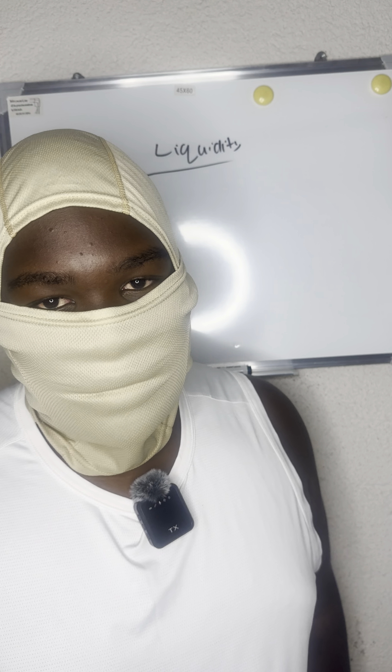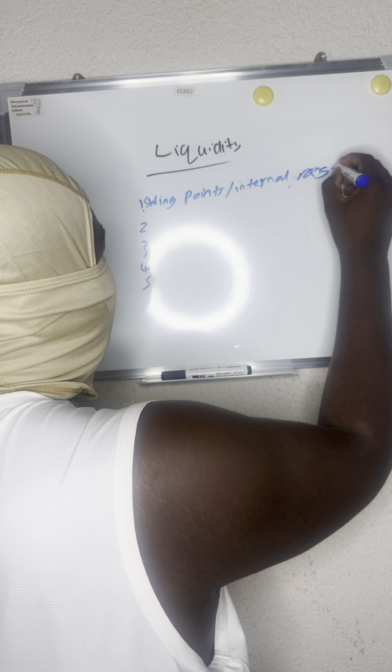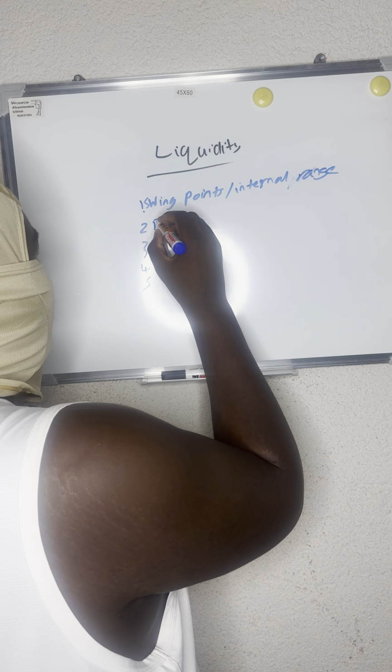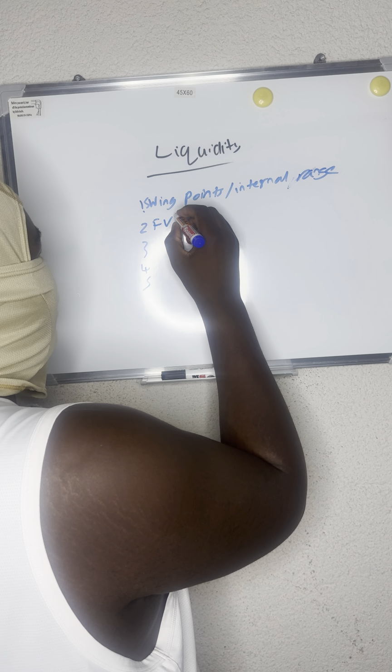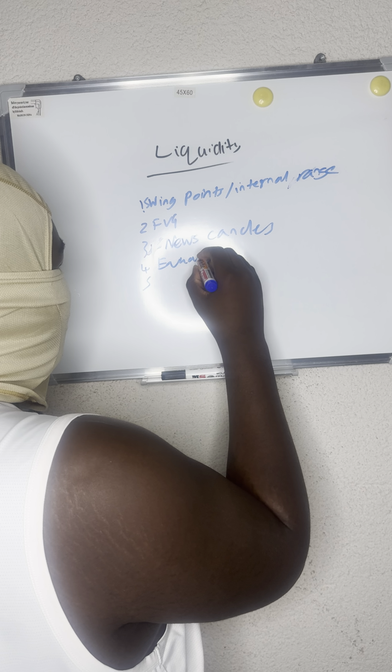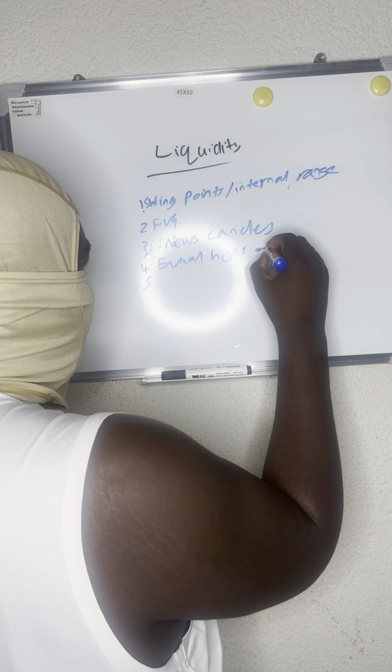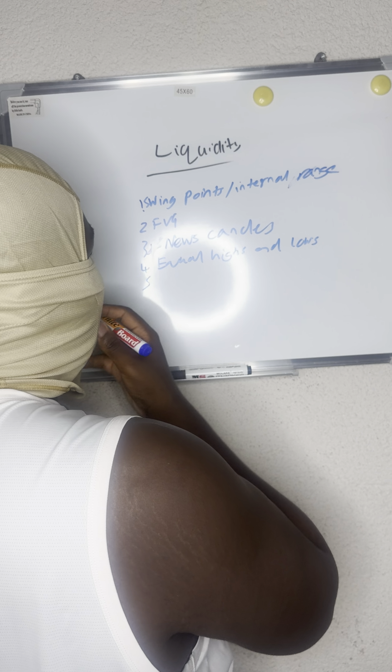One of the sources is called swing points, or internal range of liquidity. We've got fair value gaps, FVGs. Then we also have news candles. We have something called equal highs and lows. And then we've got what I like to call mountain tops.